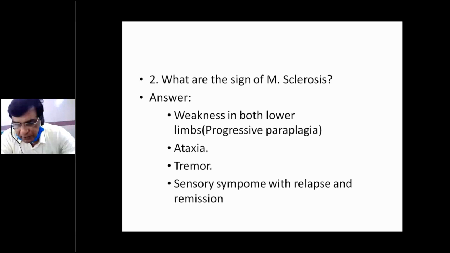The symptom appears and lasts for few weeks, and later on it disappears. Again it reappears. So at least 3 times in a year it can occur. So this relapse and remission of the sensory symptom is a feature of multiple sclerosis. Another is progressive paraplegia in the lower limbs. So these two are the characteristic feature of multiple sclerosis.